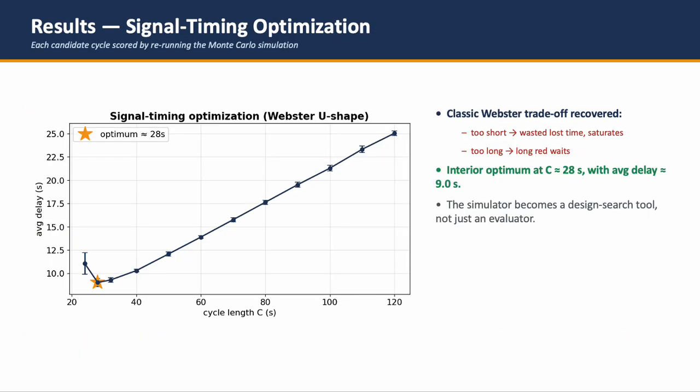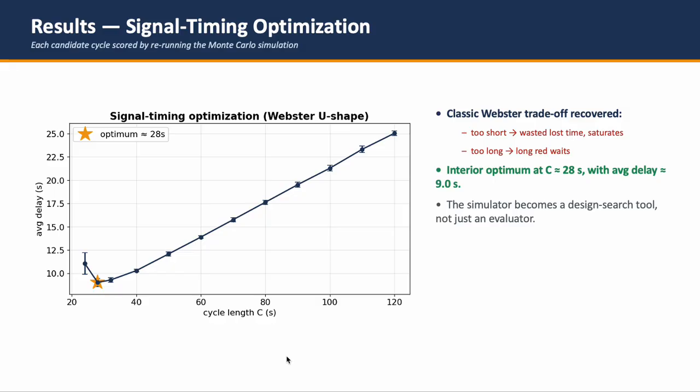Signal timing optimization. The last result turns the simulator into a design tool. Here I fix the demand and sweep the cycle length, rerunning the full Monte Carlo simulation for every candidate, looking for the cycle that minimizes delay, and you get the classic U shape, which reassuringly is exactly the Webster trade-off from traffic engineering.